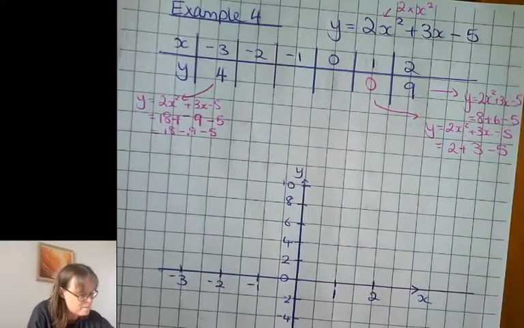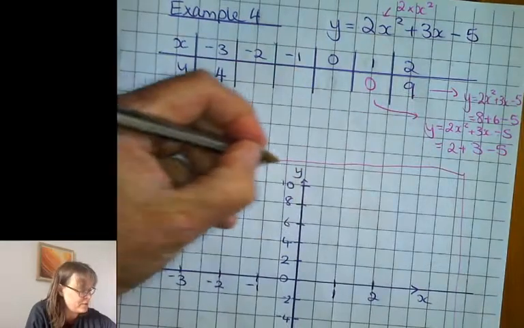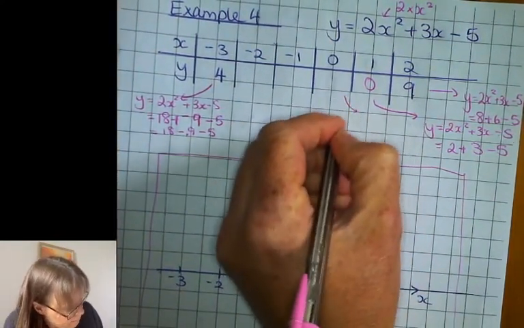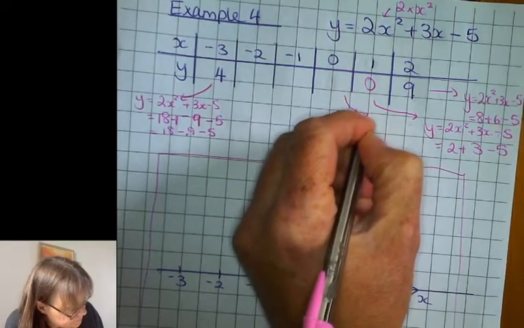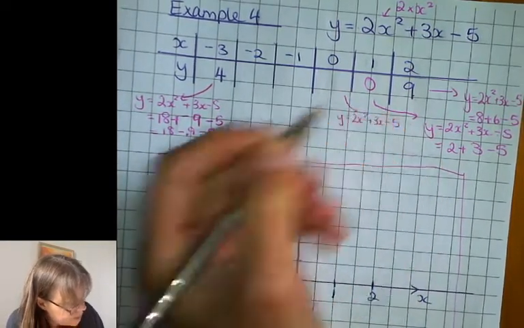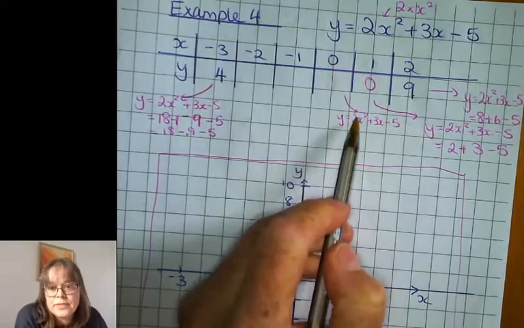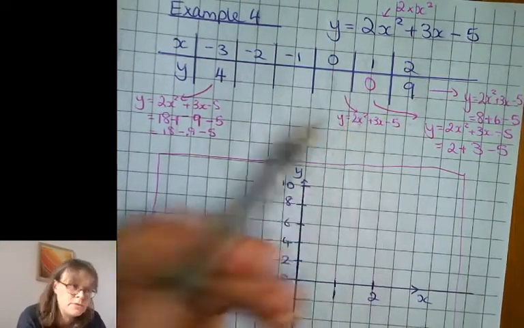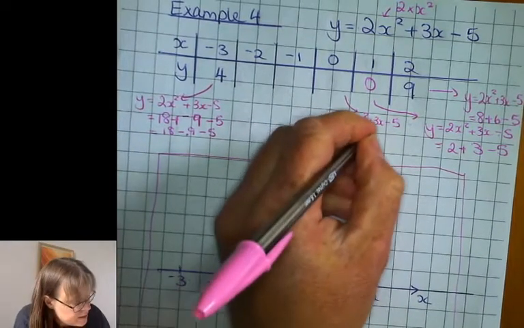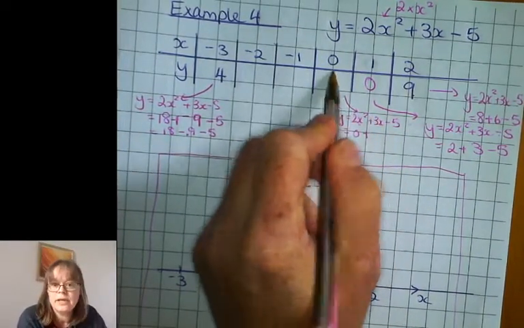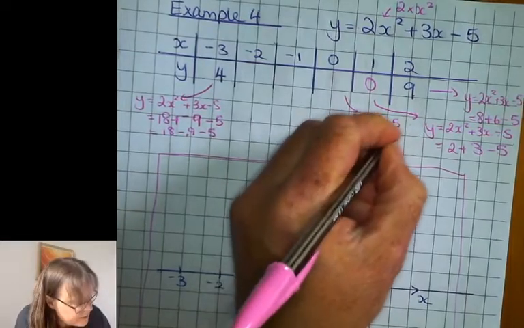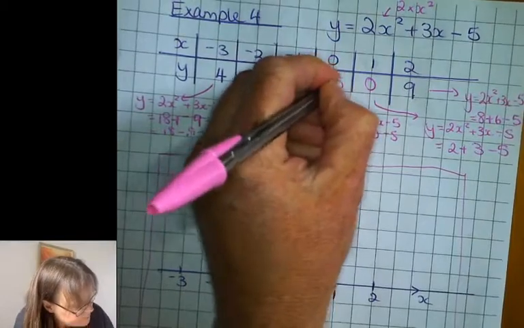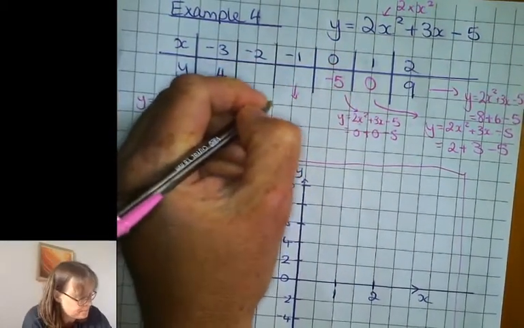Okay, this time I'm going to put a box around my graph to stop me drawing all over it. Let's do this one here. So this time I'm working with 0. 0 squared, that's nothing. 0 times 0 is 0, times 2. 0 times 2 is still 0. Plus 3 lots of 0. 3 lots of nothing is still nothing. Take away 5. So this is 0 plus 0 is 0. Take away 5 is minus 5. Let's do this one.